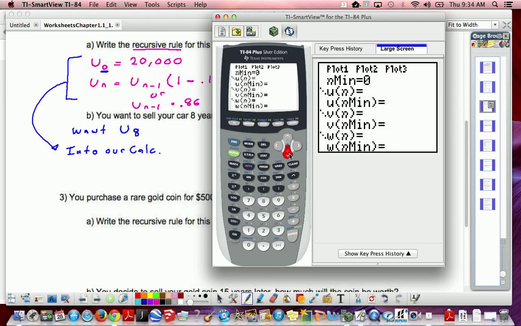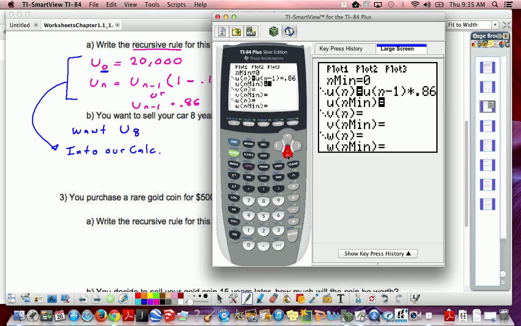Now notice how it says u sub n. This is where we type in that second line, that recursive definition. So we need to get the u. If we remember from our notes, and you can refer back to your notes, you go second 7 to get the u. Put parentheses. The n is right here where it says the X,T,theta,n. It has like 4 little symbols on it. That will give you the n that you want. Subtract 1, close the parentheses. So we have the u sub n minus 1. Then what we can do is actually type in times 0.86. If you want to use parentheses and type in the other one, you can.